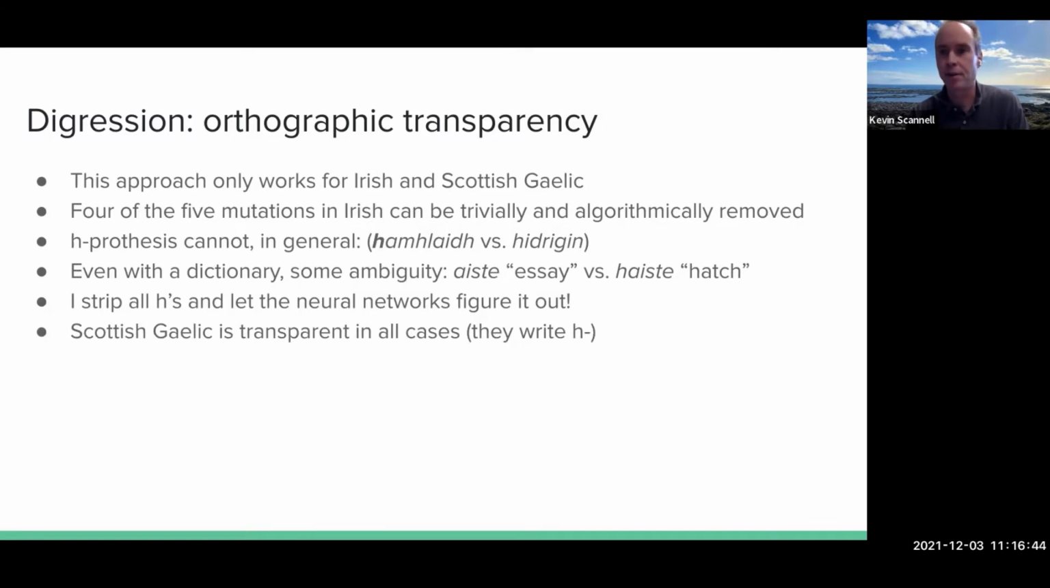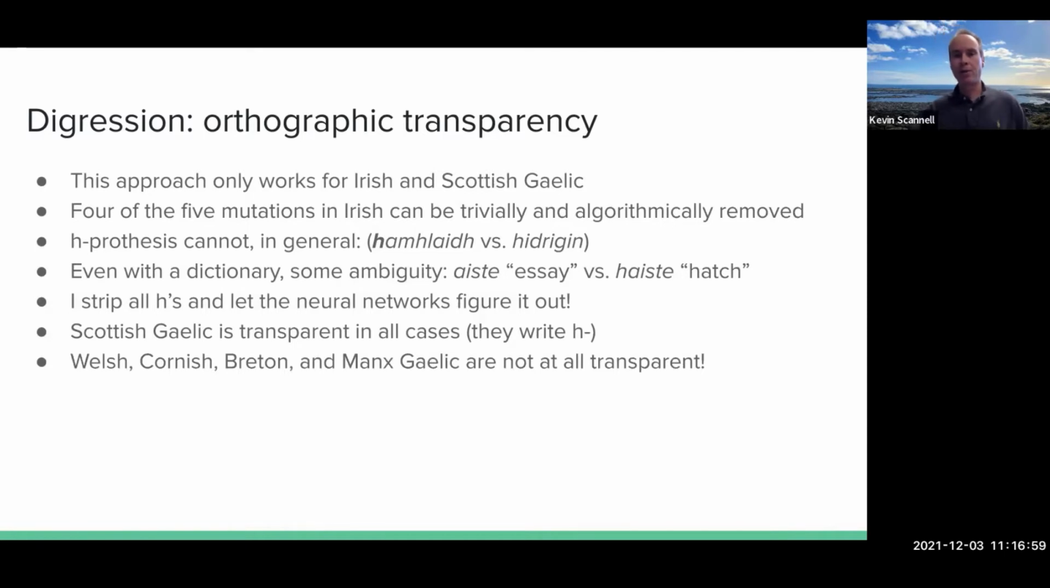Thank goodness Gaelic uses that hyphen after the H, and it means that I can strip all of the mutations unambiguously in the case of Gaelic. Some people leave the hyphen out occasionally, but don't worry about that too much.